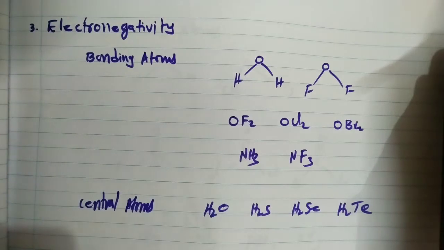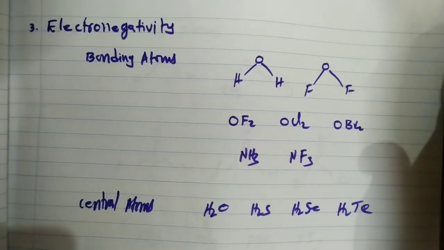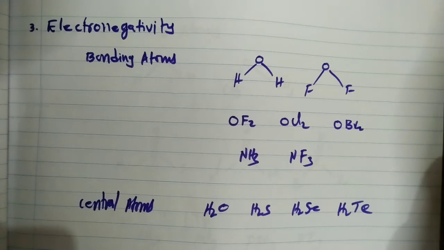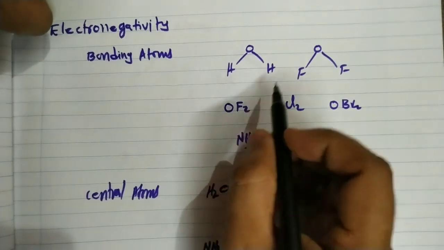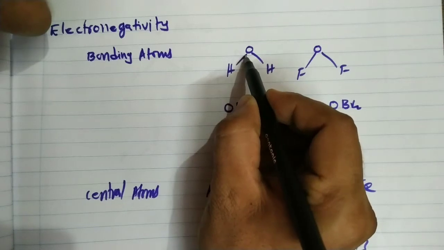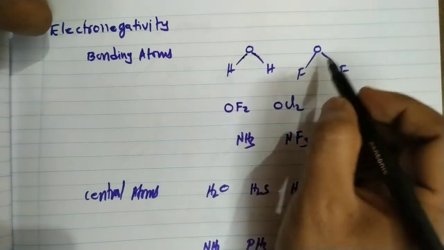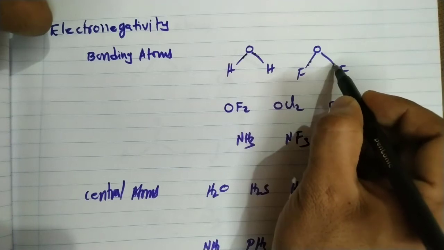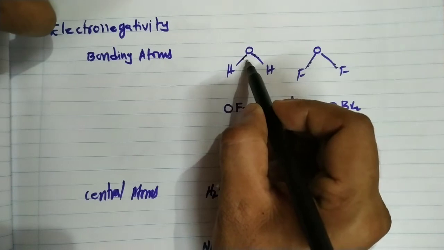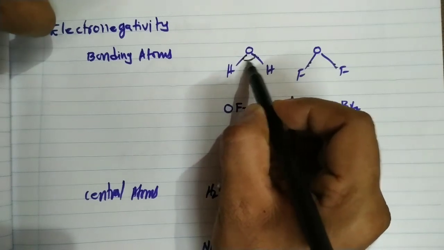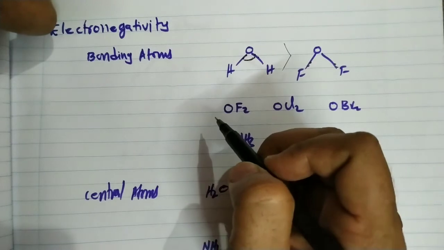Next, electronegativity. The electronegativity of the bonding atoms or the central atom can affect the bond angle. In the H2O molecule, the bonding electrons are very close to the central atom oxygen. In F2O, the bonding electrons are away from the central atom oxygen, because fluorine is more electronegative. So in H2O there is more bond pair repulsion, and F2O has a higher bond angle.